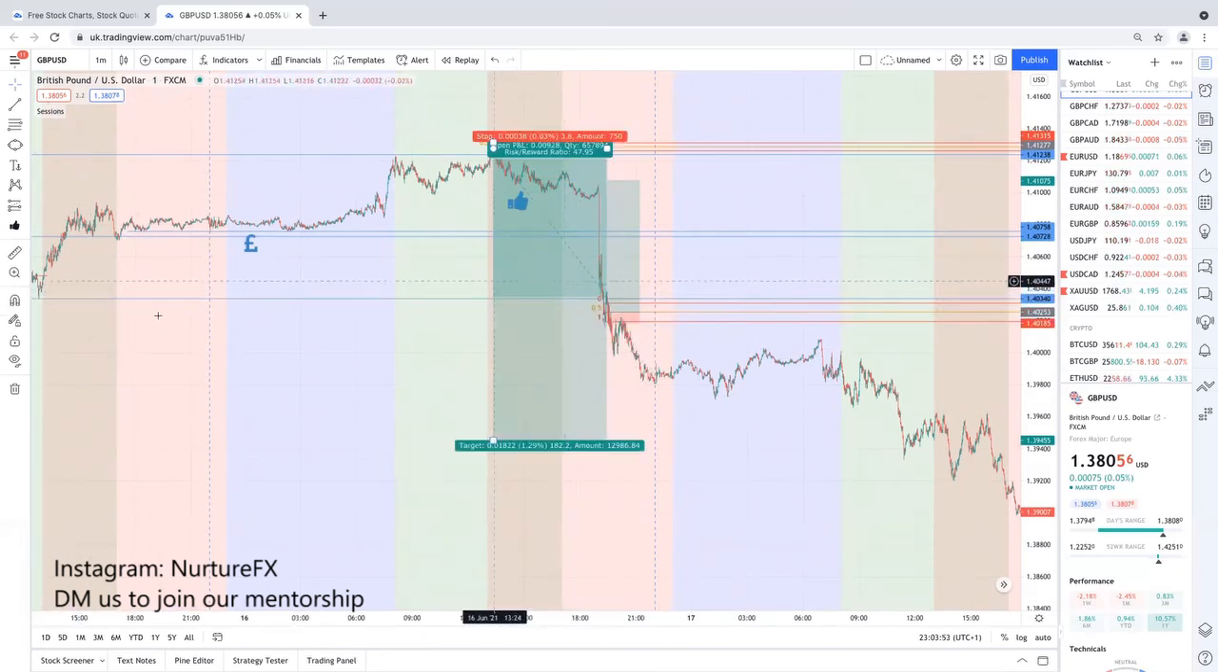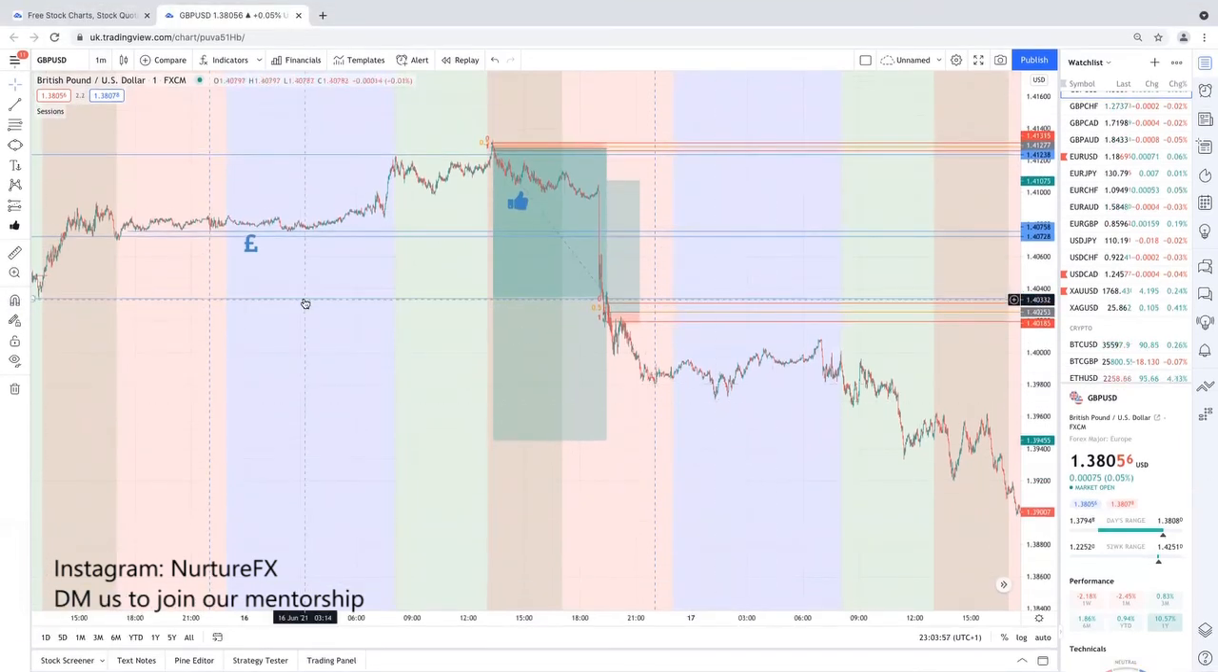Now remember, the only reason we wouldn't have taken this trade is because we've seen the Wyckoff schematic that we're looking to play out, but we're also in a downtrend. When you're in a downtrend, it's best to look for sells. When you're in an uptrend, best to look for buys, okay? Instead of trading counter trend, which is a little bit more risky.